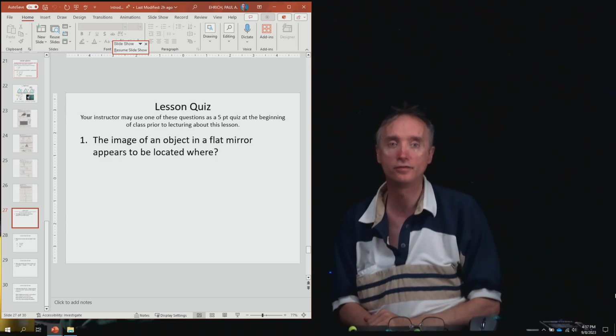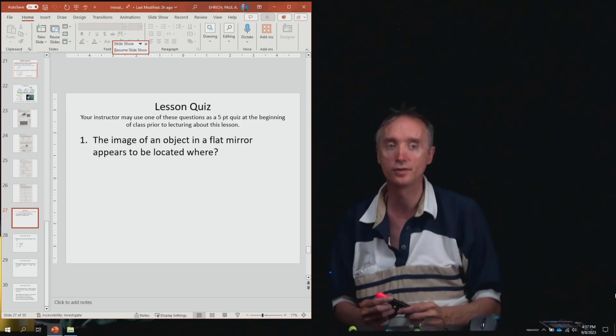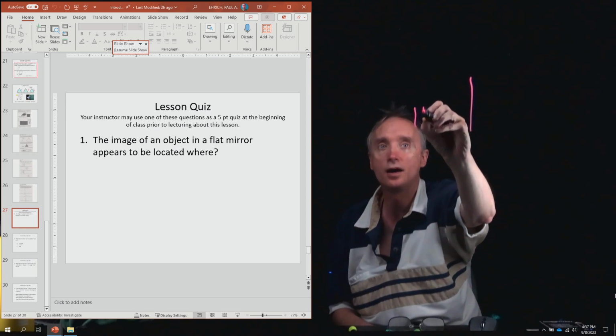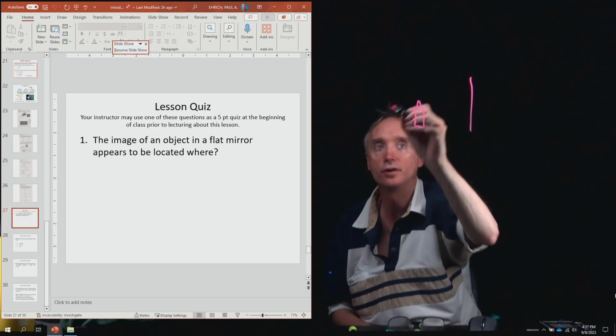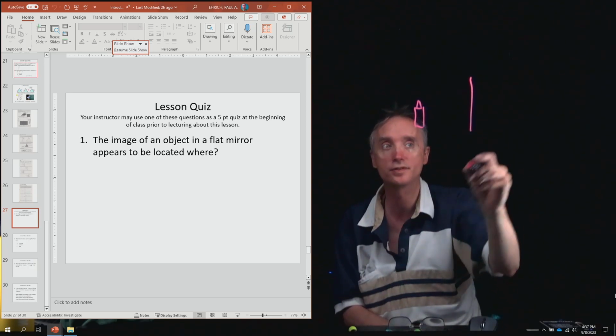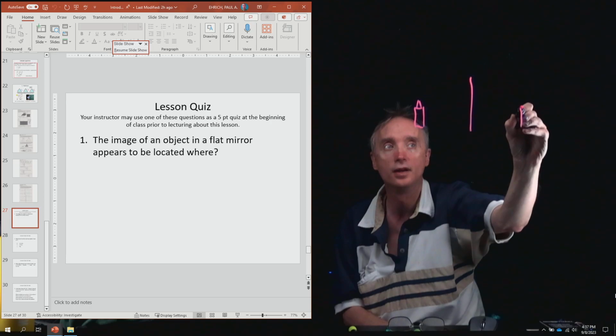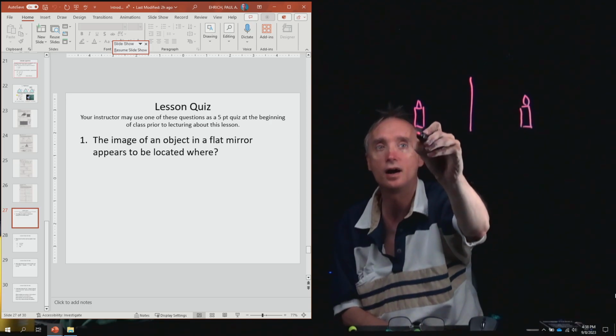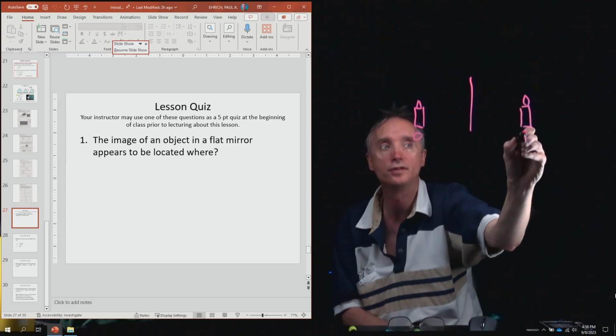Okay, let's take our final quiz over this material. Question number one, the image of an object in a flat mirror appears to be located where? If you've got a flat mirror and the object is over here, then where is the image located? It's going to be located over here, and it's going to be the same distance behind the mirror as the object is in front of the mirror.